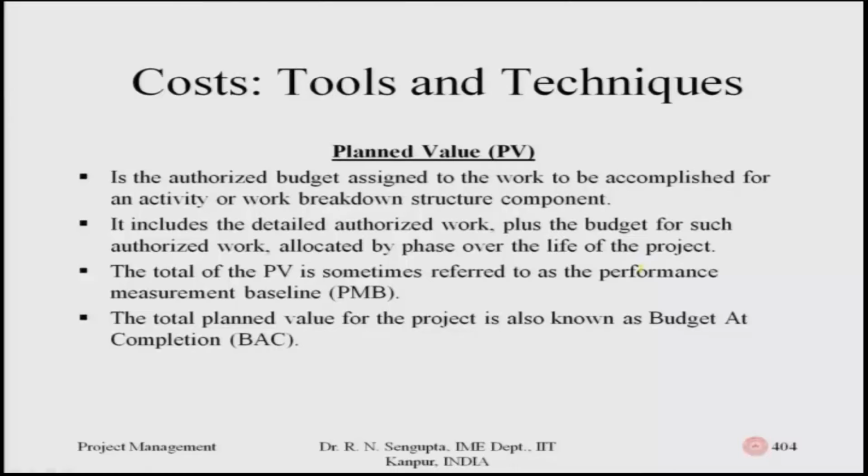So, if you remember, I did mention the planned value. Again I repeat that in a little bit more detail. The slides would explain that in detail, but I have already discussed it a few minutes back. It is the authorized budget assigned to the work to be accomplished for an activity or a work breakdown structure component. So, you break down the work, go into the micro level and then try to analyze. It includes the detailed authorized work plus the budget for such authorized work allocated by phase over the life of the project.